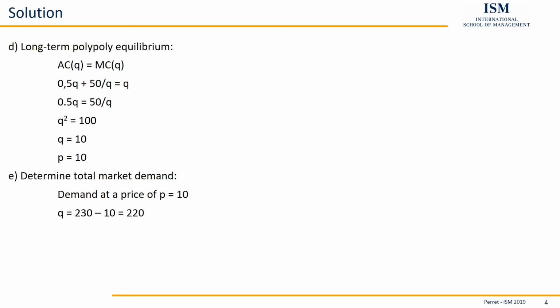So the whole market wants 220 pieces. Each company provides 10. So we get the number of companies which will form by dividing the 220 by 10, the output of one of the companies. So we get a total of 22 companies which will remain in the market. And this was already the last part with particular focus on the companies. We still have, however, one part to go.